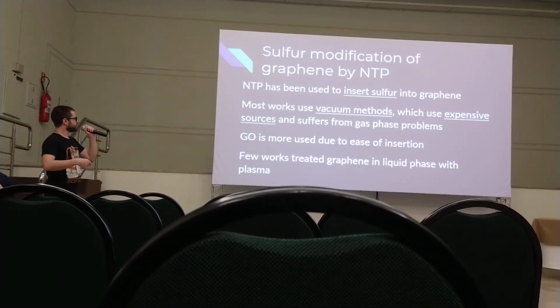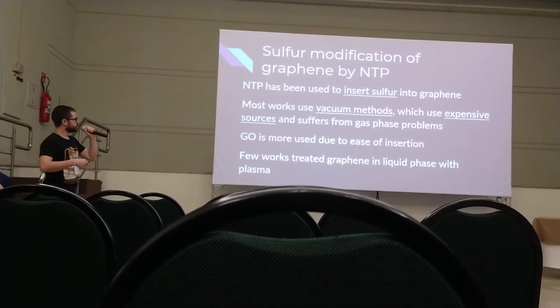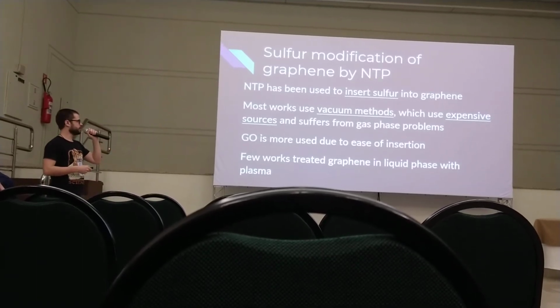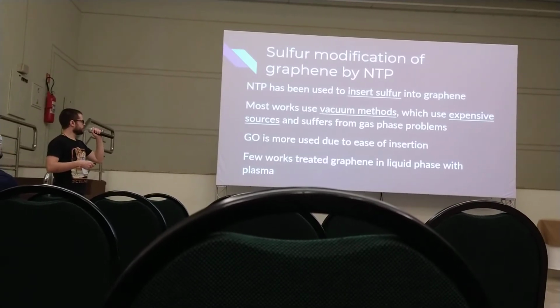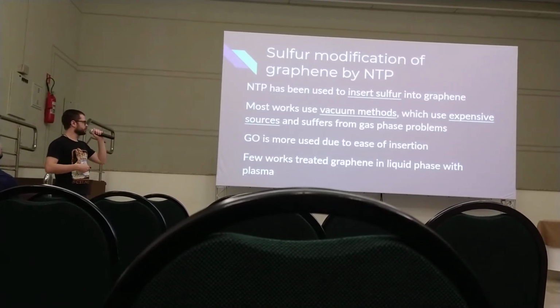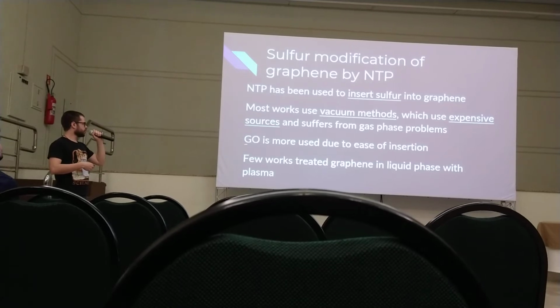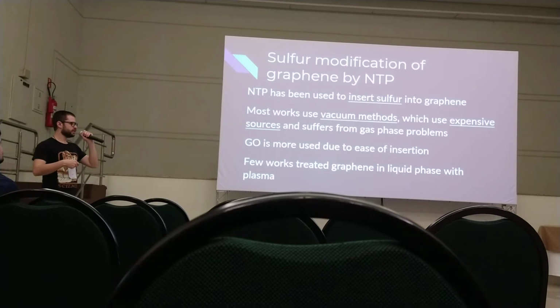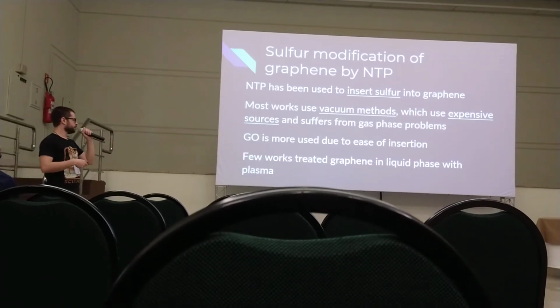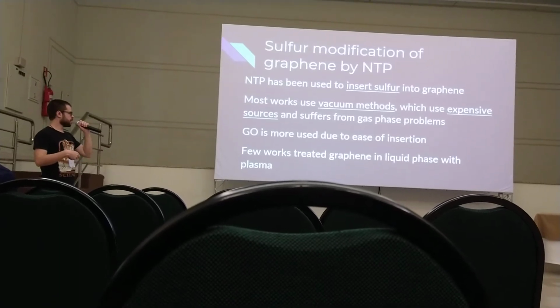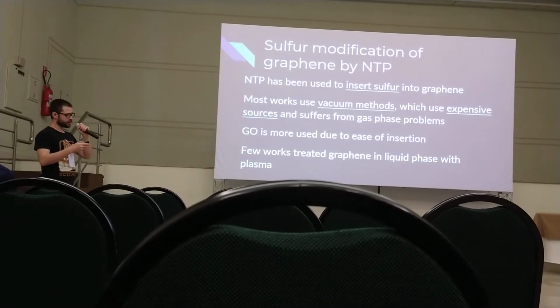And so, the sulfur modification of graphene by non-thermal plasma. It has been used to insert sulfur into graphene, and many works use vacuum methods, which have those issues that I already talked about. They also use a lot of graphene oxide, which is easier to functionalize due to more defects and so on. Few works treated graphene in liquid phase with plasma, and even fewer use pristine graphene.